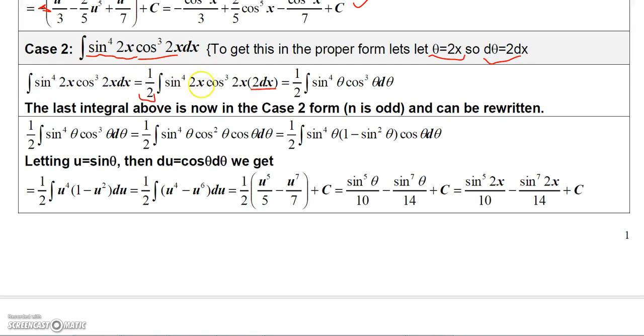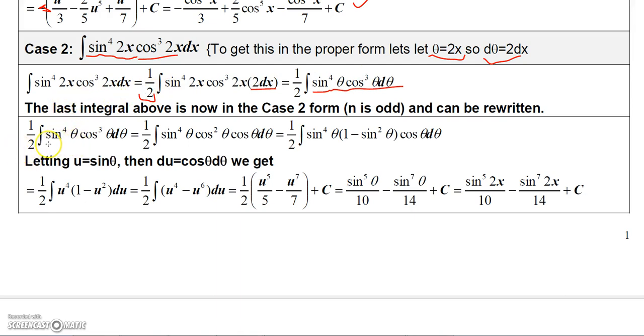Okay, but here's what that gives me. That gives me the form. So now I have 1/2 times the integral of sine fourth theta cosine cubed theta, because remember theta was 2x, so I can replace the 2x with theta. Okay, now this is still case 2 because the sine is an even power and the cosine is an odd power. So now we can actually rewrite this.